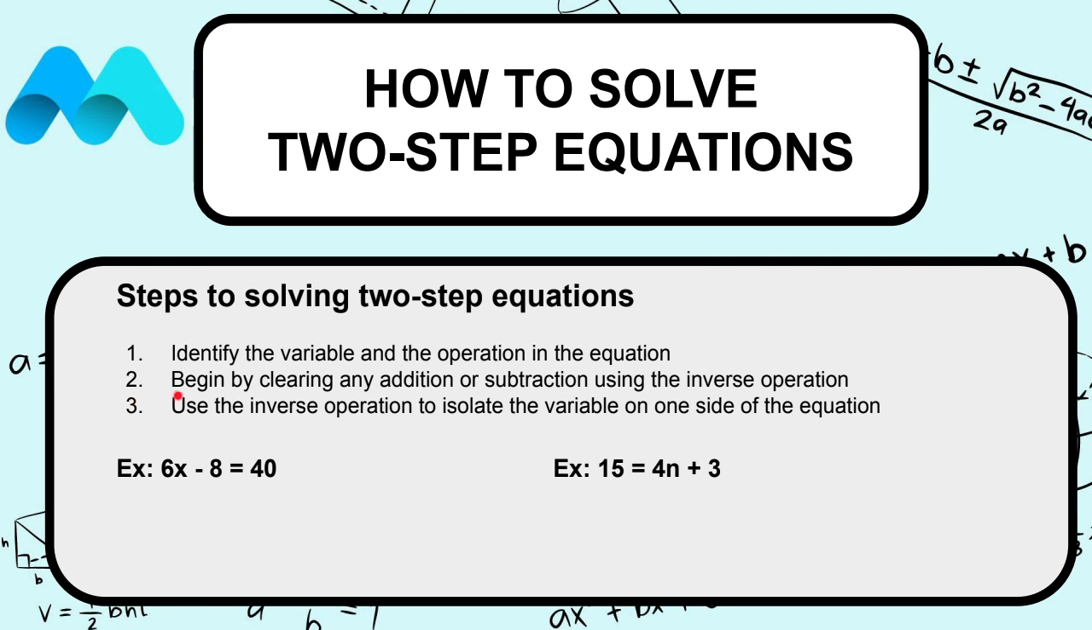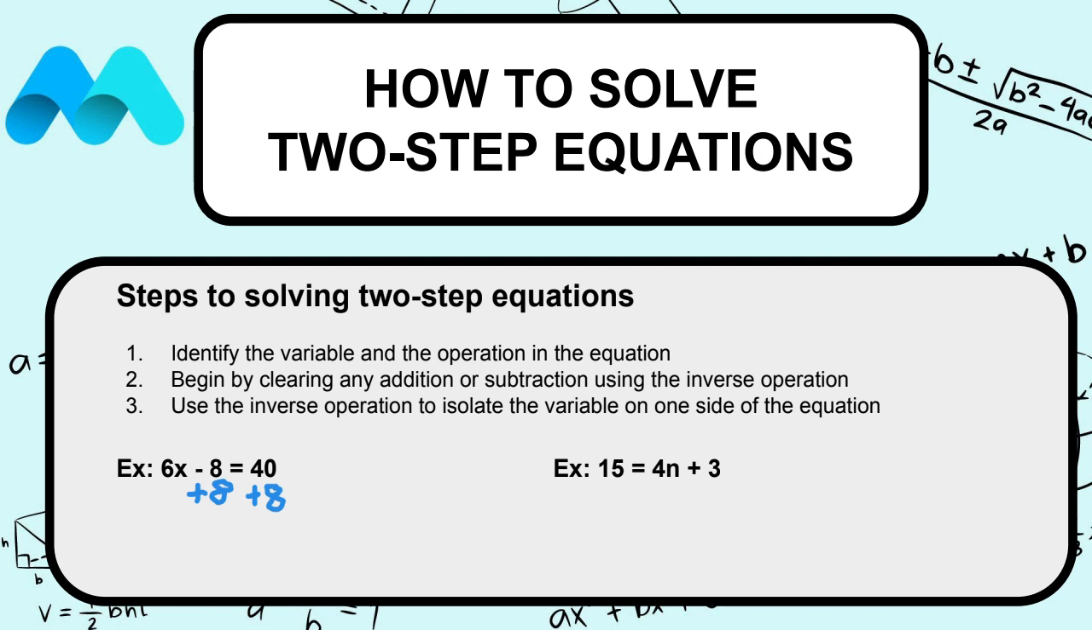Step number two, you are going to begin by clearing any addition or subtraction using the inverse operation. Inverse means opposite. So we identified the operation in this first example as subtraction. The opposite of subtraction, of course, is addition. So we are going to add 8 to each side of the equation, right? We want to get the variable by itself. So in order to do that, we need to get that 8 out of there. And the way to do that is to add it, use the inverse, to each side of the equation.